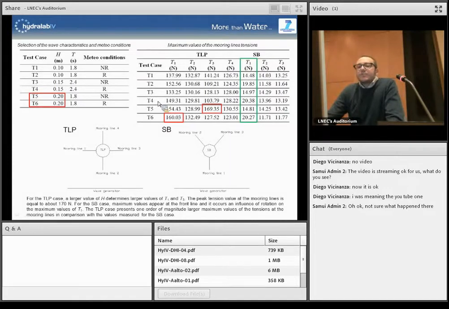Finally, with regard to the maximum values of displacement and rotation for both the TLP and the spar buoy, we observed that the rotation condition determines a larger surge. In particular, for the spar buoy case, one order of magnitude larger values with respect to the no rotation case have been observed. In addition, for the spar buoy case solely, larger buoy pitch values are determined by the rotor movement.